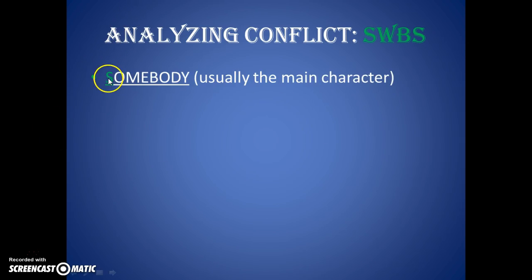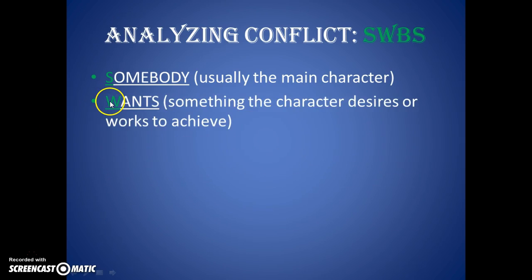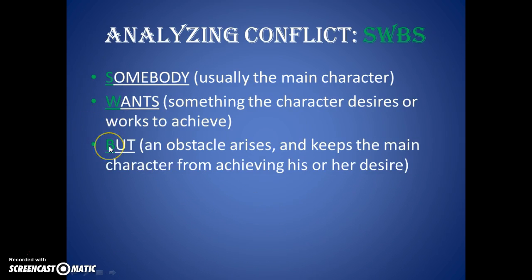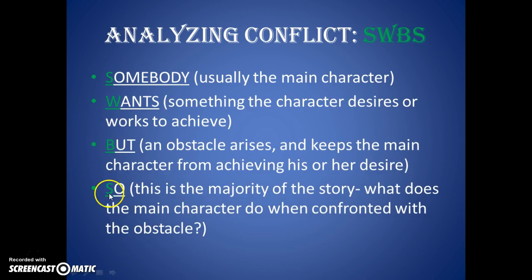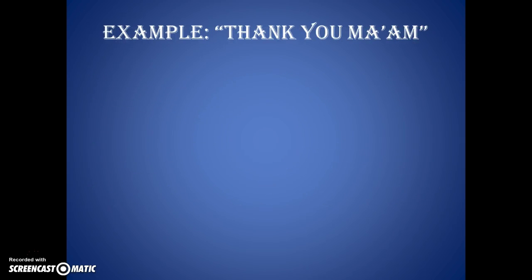S is for somebody. That's usually the main character. W is for wants. So if you're talking about conflict, somebody wants something. But there's an obstacle. And that is the majority of the story. What does the main character do when confronted with the obstacle? So again, somebody, the main character, wants something, but there's an obstacle. So what does the character do about it? If you can answer these questions, you can usually identify the conflict and have a good summary not only of the conflict, but also of the story.